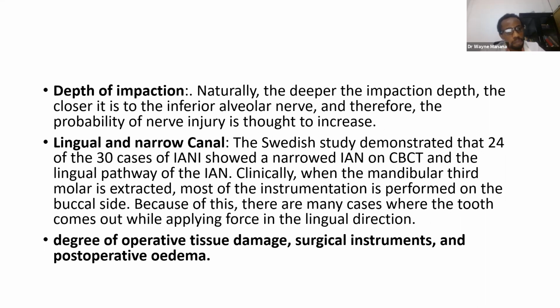And as I said, when the canal is lingual, in fact, a Swedish study demonstrated that 24 of the 30 cases of inferior alveolar nerve injury showed two things. Number one, a narrowed inferior alveolar nerve on CBCT, and a lingual pathway. And clinically, what they found is when the mandibular third molar is extracted, most of the instrumentation is performed on the buccal side. Because of this, there are many cases where the tooth comes out whilst applying force in the lingual direction. So when you put your elevators, you are squeezing the nerve. Remember, the elevator is buccal. And also the degree of post-operative trauma: the more damage to the tissues, the more likely you are to damage the nerve.